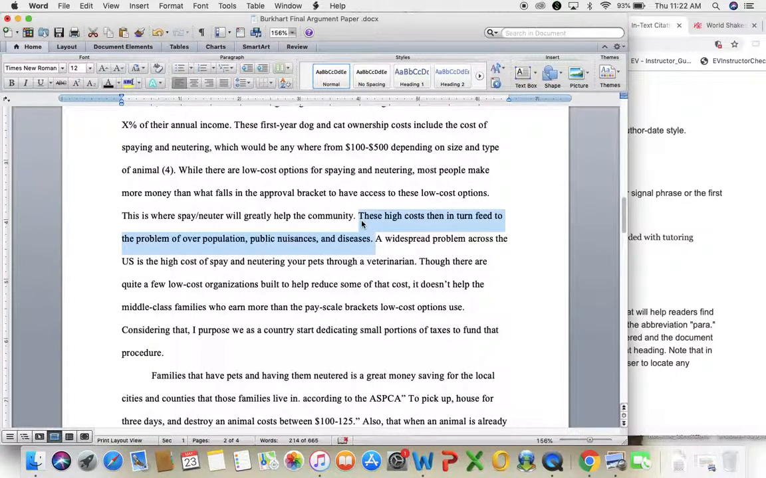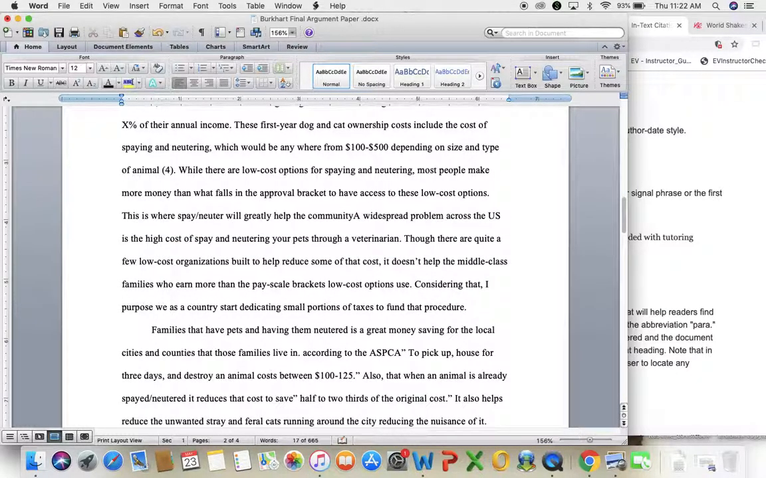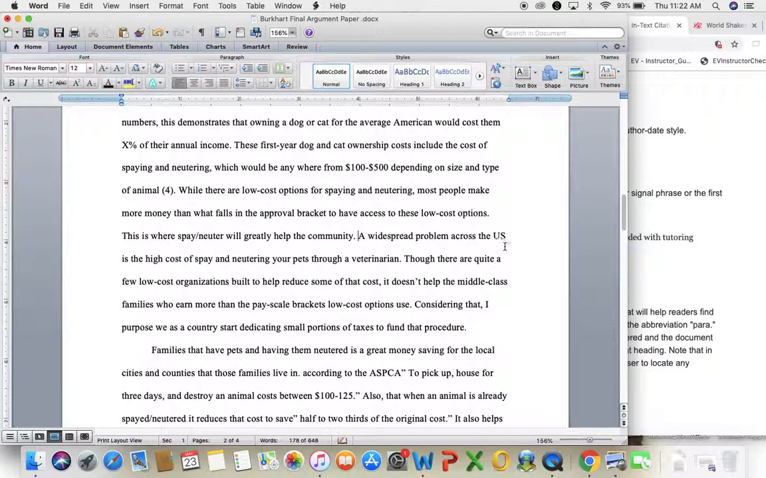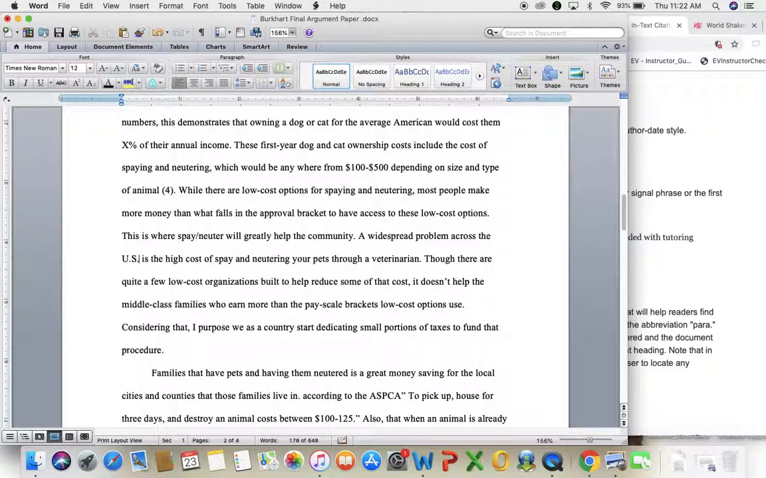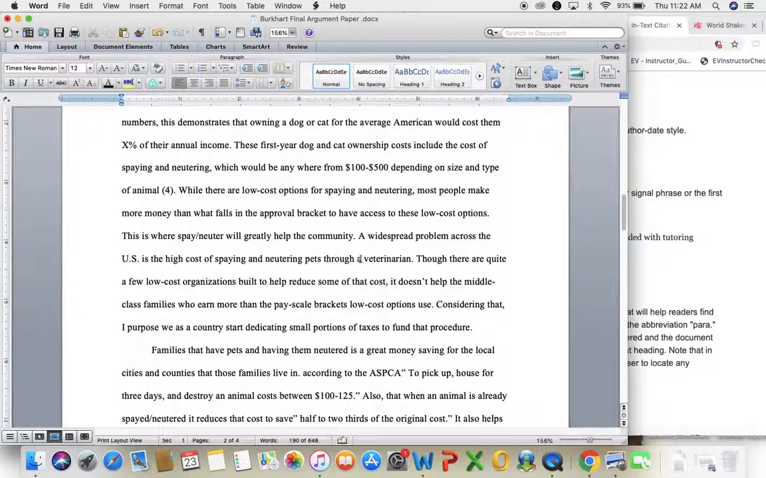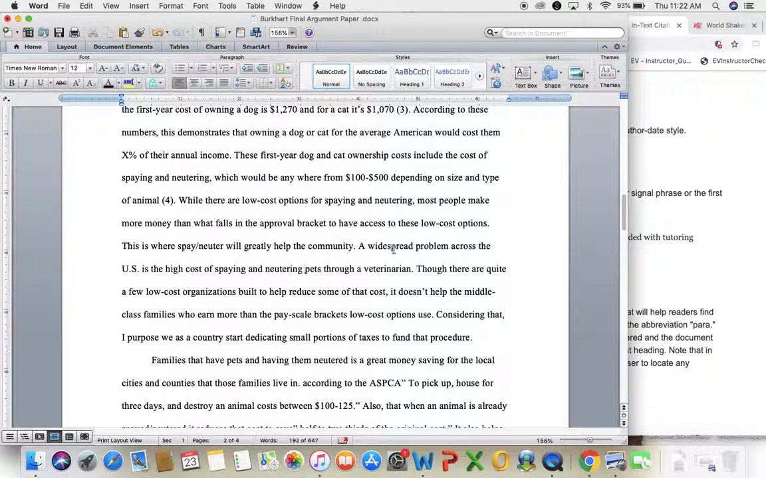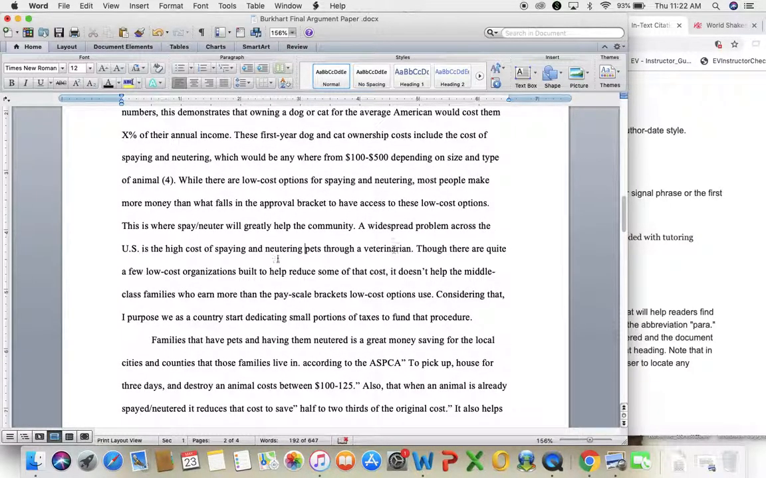I don't know how this is necessary here. Don't forget it's spaying and neutering pets through a veterinarian. Okay. And I think you mean I propose. And I would just say start America. Okay.